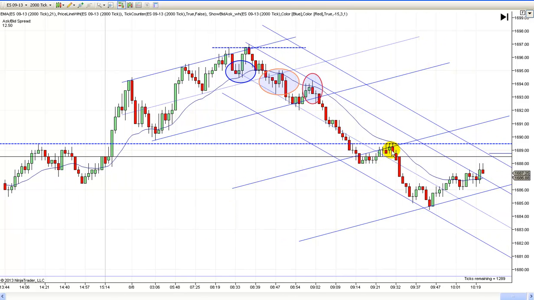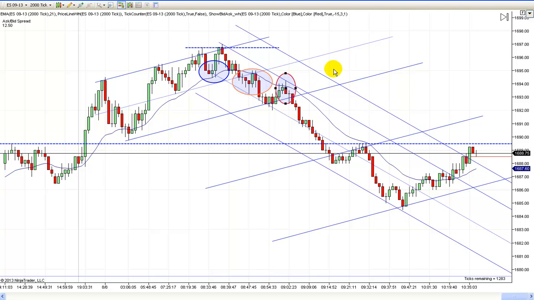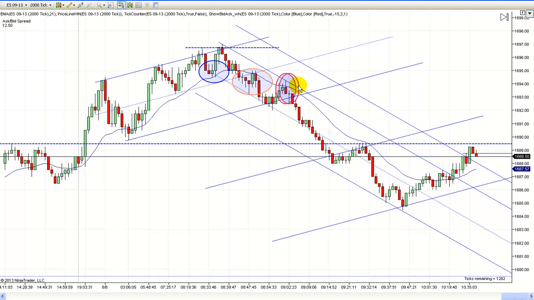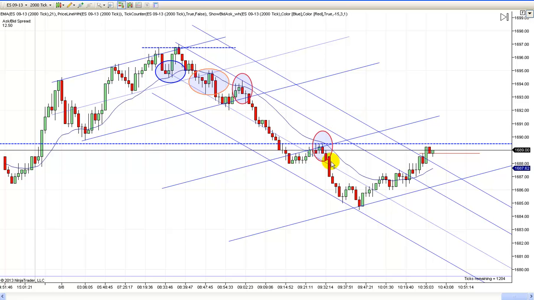And then this is a second entry short here. This is just like a little two-legged pullback to the EMA, so you got another chance to enter right here. Two-legged pullback to the EMA on a very bearish move, and then off it goes again. And it was tempting to enter here, but you've had too big a move and not much of a pullback.